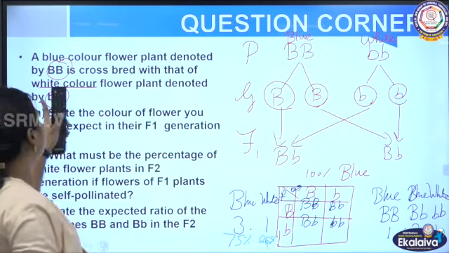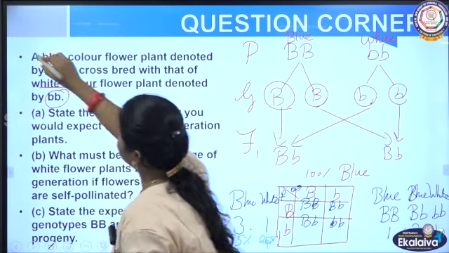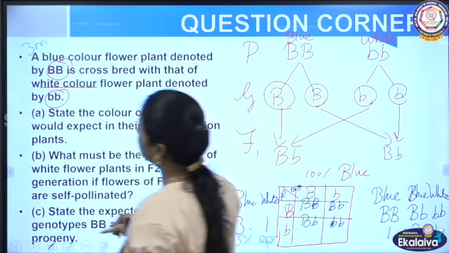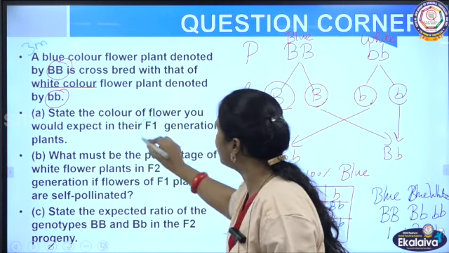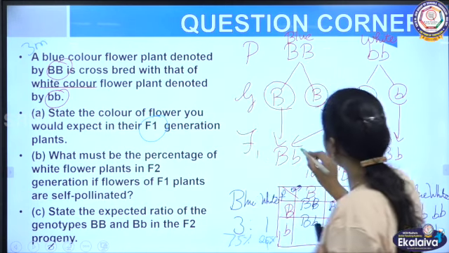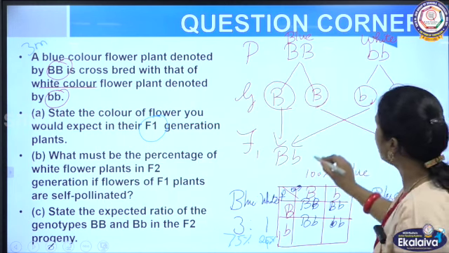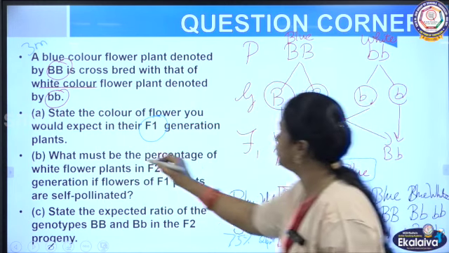Okay, so now we'll read the question A, B and C. It's a 3-mark question. Board question. State the color of the flower you would expect in the F1 generation plant. So in F1 generation, what's the color of the flower? Blue color. So we'll write blue color.